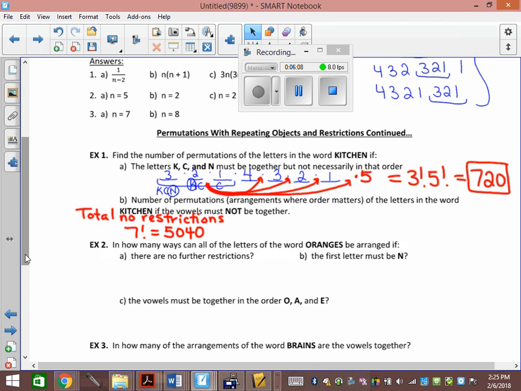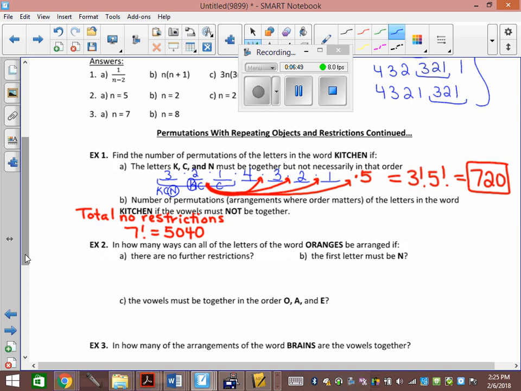Now, this question in particular wants us to state the number of permutations, arrangement where order matters, of the letters in the word kitchen if the vowels can't be together. So if I take the order of the kitchen, which is 5,040, right? That's the maximum number of ones I can do, right? We agree? And I subtract off all the ways I put the vowels together. What am I left over with? All the ways the vowels can't be together, right? Because what's the opposite of the vowels being together?